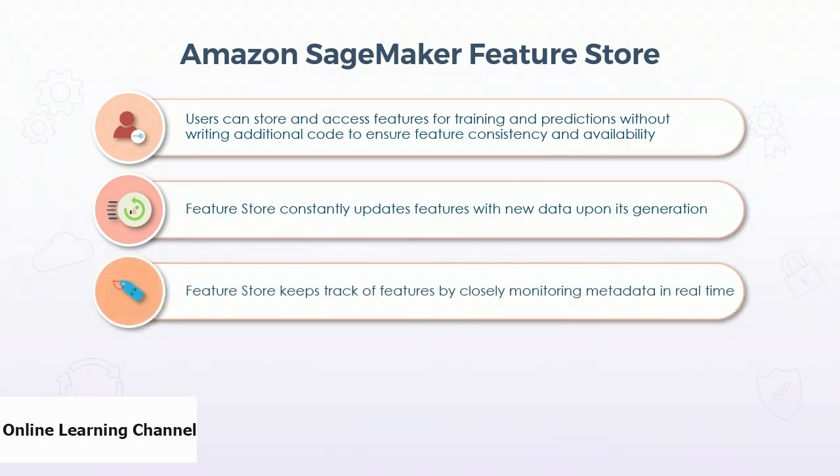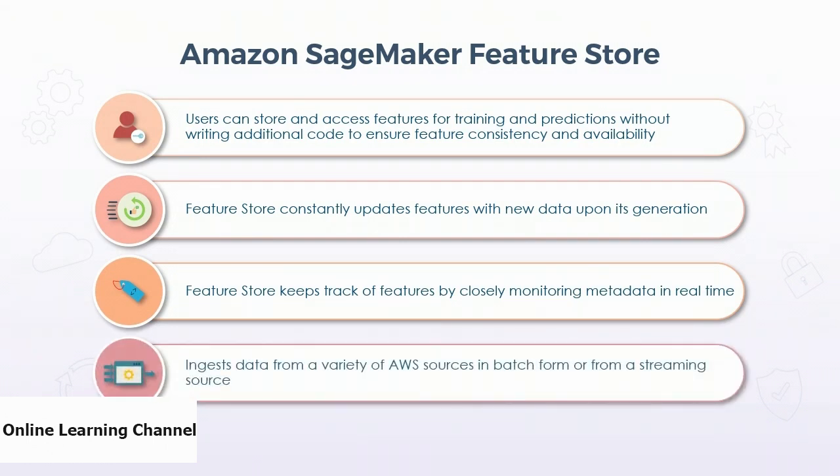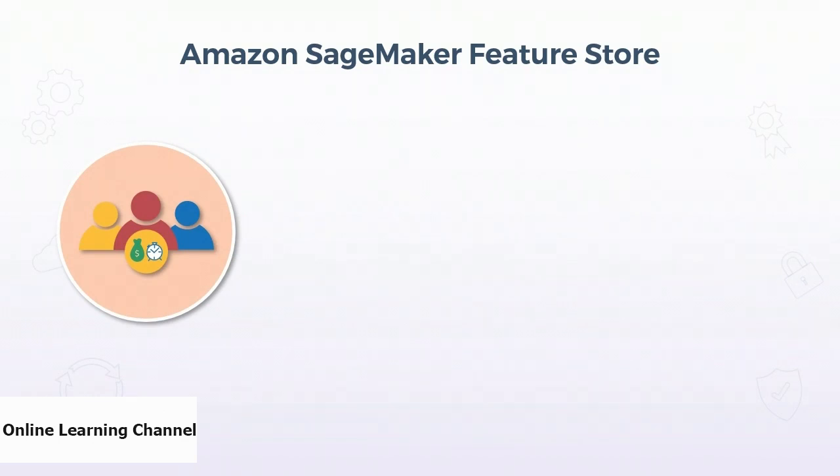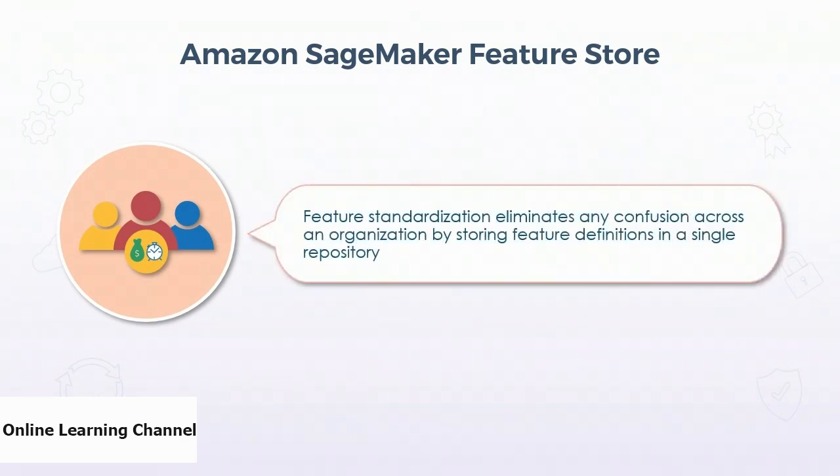Feature Store keeps track of the features by closely monitoring the metadata in real time. Feature Store has the ability to ingest data from a variety of sources across the AWS platform. The data can be ingested in batch form or from a streaming source as well. One key capability of the Feature Store is feature standardization, where it eliminates any confusion across an organization by storing feature definitions in a single repository, thereby ensuring the feature is clearly defined, making it easier to use across different applications.